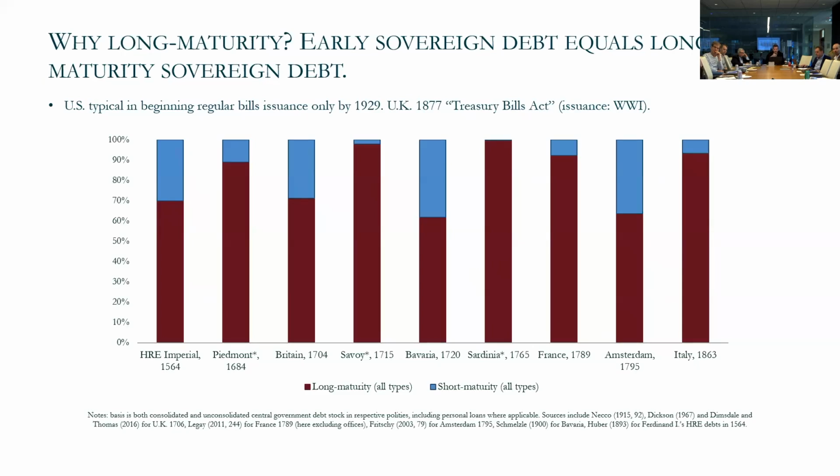I don't know how many people know this, but when is the first time that the US government issues regular T-bills in regular quantities? That's 1929. And that's the reason why these series have to start in the 1930s with actual public short maturity debt. It's similar for the UK.